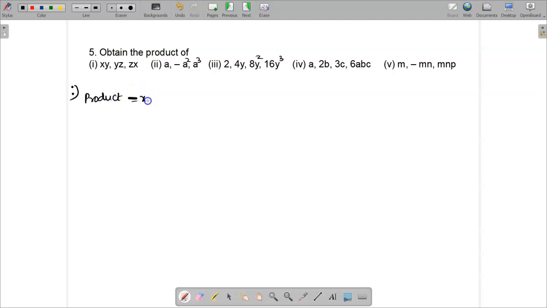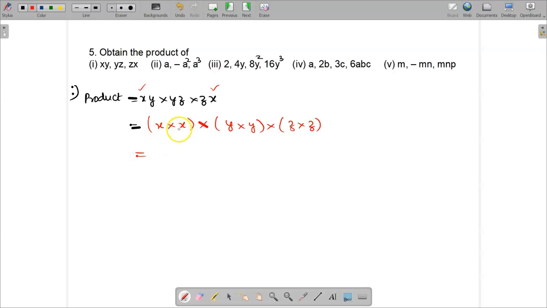So the product is given by xy into yz into zx. Here, the variables which are repeated, you can combine first. x is repeated here as well as here, so you can combine that in one bracket, x into x. Then y is repeated 2 times, so I can take it in another bracket, y into y. Then z is repeated 2 times, that I can write as z into z.